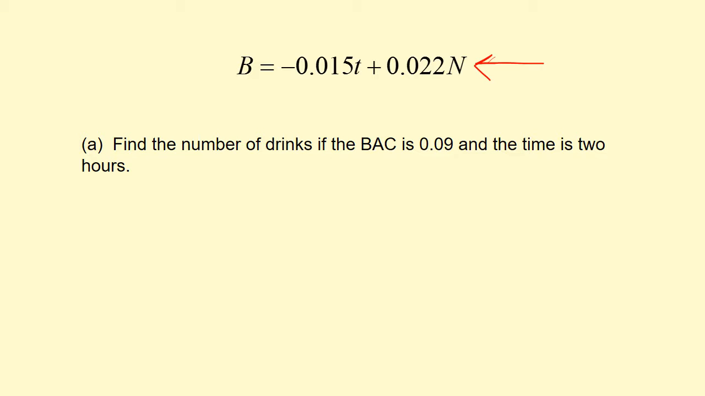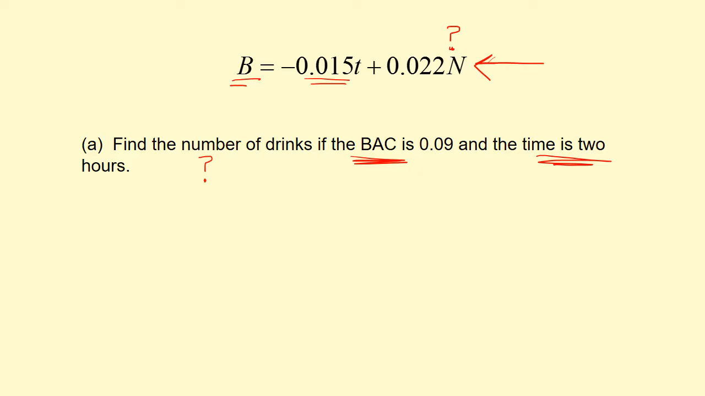So let's look carefully at what they're asking. They're telling us that we have a blood alcohol content of 0.09 and that 2 hours have elapsed. And they're asking for the number of drinks. So the thing we don't know is this N over here. And we know the time, and we also know the blood alcohol content.